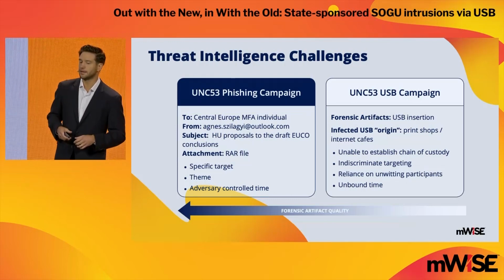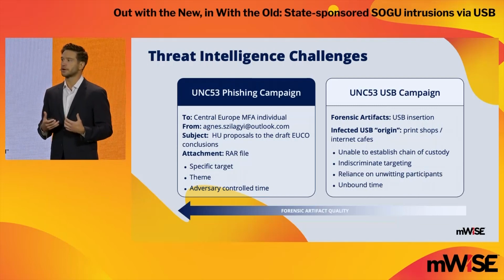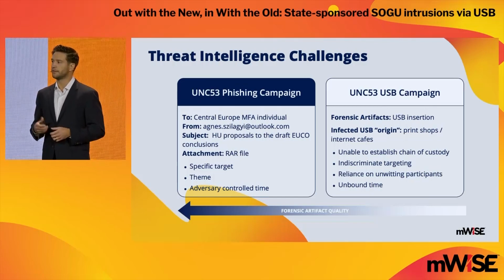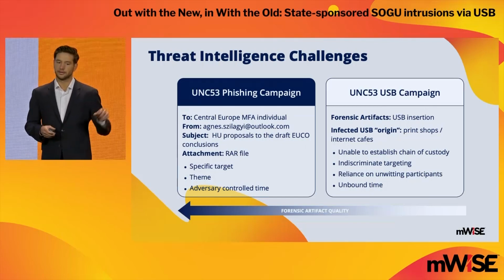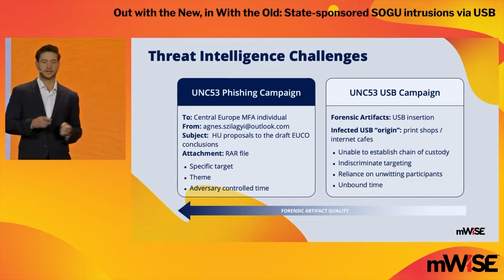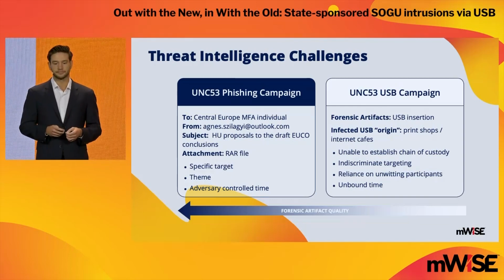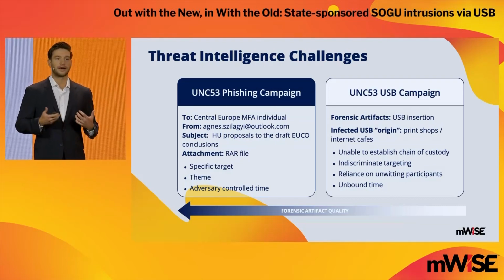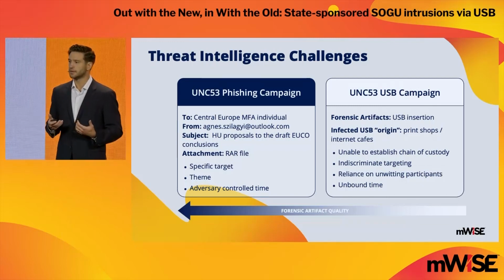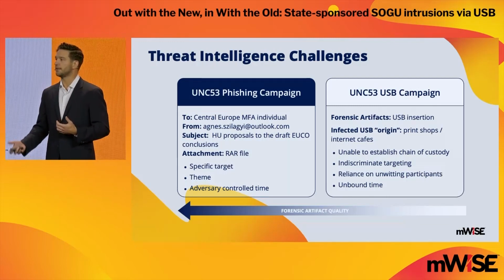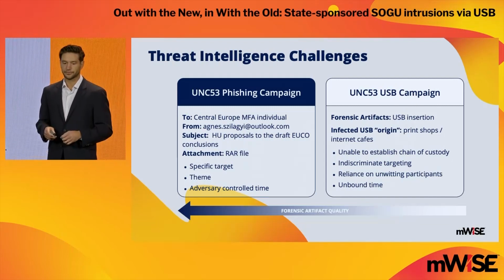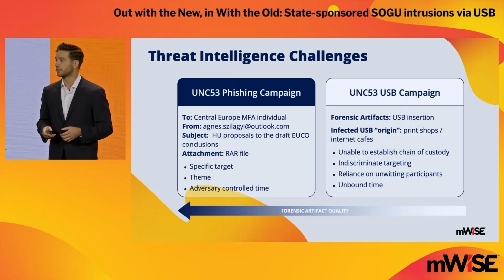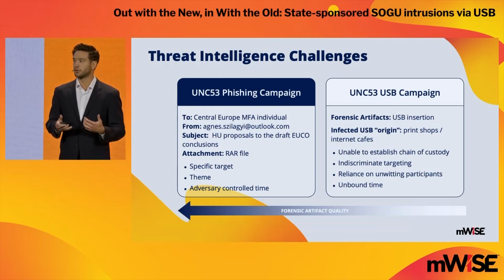With this USB-based campaign, this also exemplifies the indiscriminate targeting nature of a USB campaign. If we think back to the 28 different industries that were affected across 16 different countries, if we contrast that with the phishing campaign, which was very specific to geography and industry. And with this USB-based campaign, it relies on unwitting participants. It relies on individuals who are taking USBs and inserting them into untrusted hosts and then bringing them back into their corporate environment. Now, while we might hope that this is an unwitting participant, that's not to say that it's a witting participant or an insider threat, but we can't forensically prove or disprove intent.